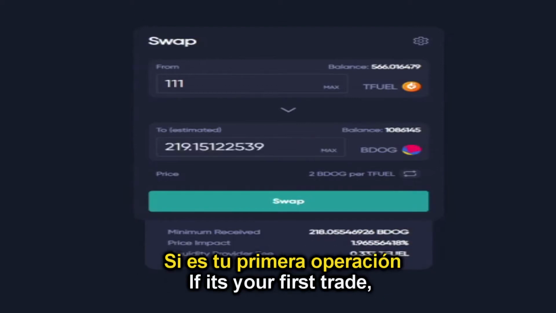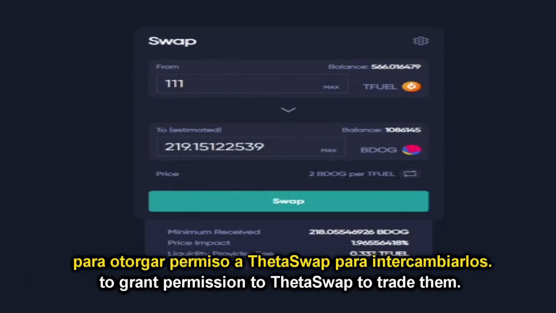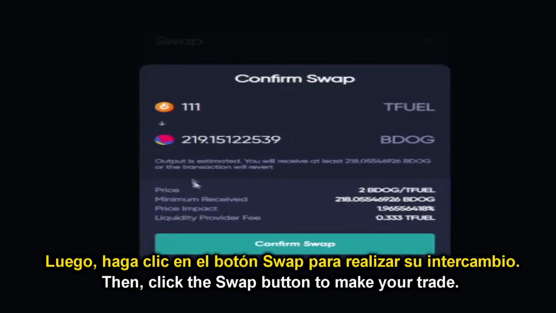If it's your first trade, you will need to click Allow for TFuel and then Allow to grant permission to ThetaSwap to trade them. Then click the Swap button to make your trade.